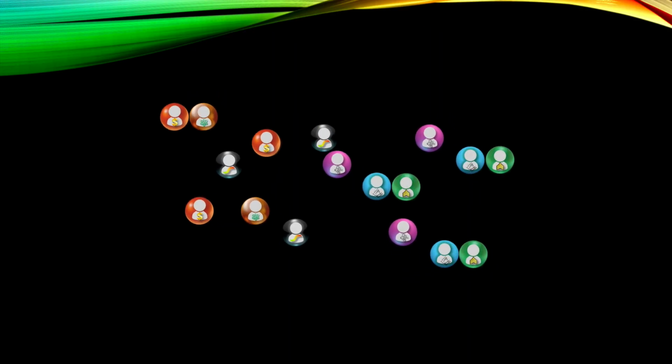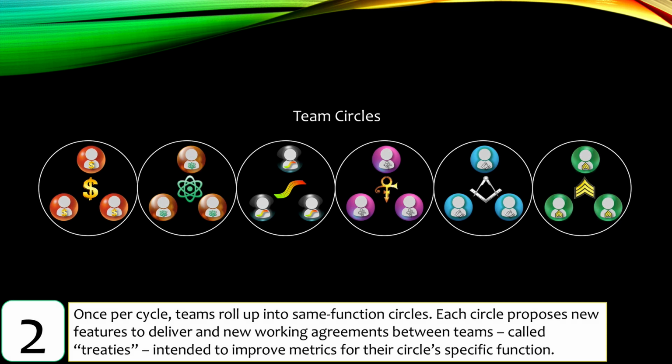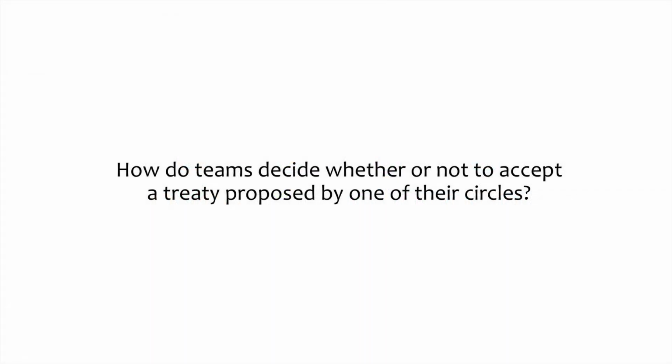Once per cycle, teams roll up into same-function circles. Each circle proposes new features to deliver and new working agreements between teams. They're called treaties, intended to improve metrics for their circle's specific function.